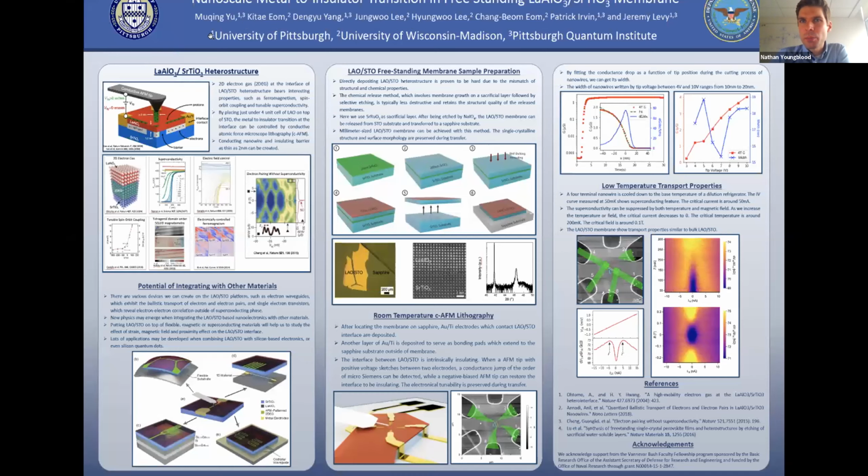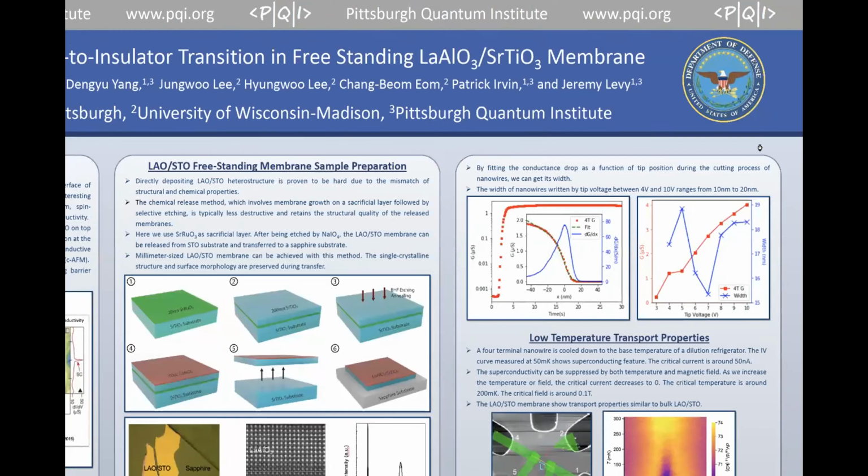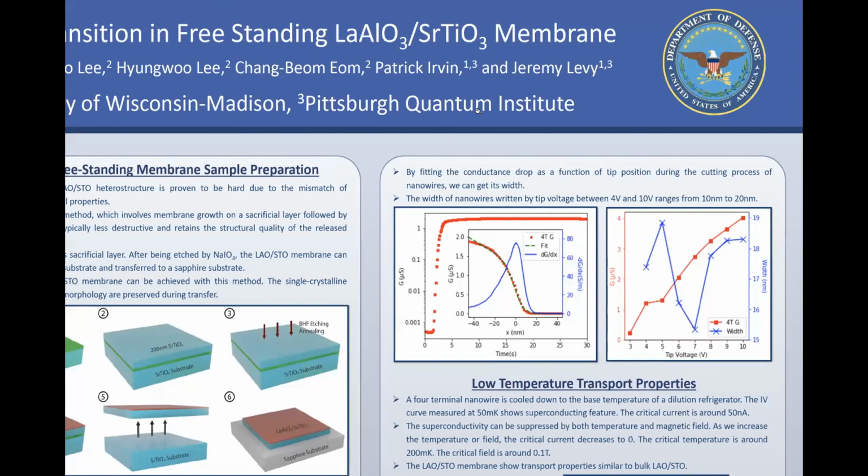Would you mind zooming into the top figure on the right-hand side? You mean this one? Yeah. Do you know what the source of that dip is? This blue curve shows the nanowire width as a function of the tip voltage I used to create the nanowire. I don't think there's a monotonic behavior. It all ranges from 15 to 20 nanometers. That's what I wanted to show here.